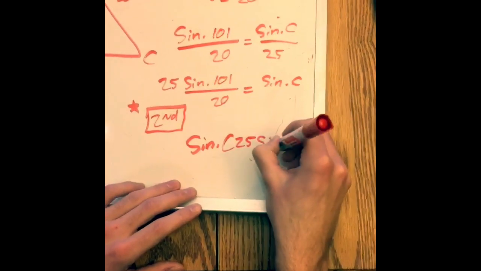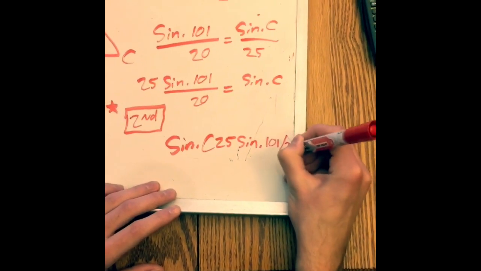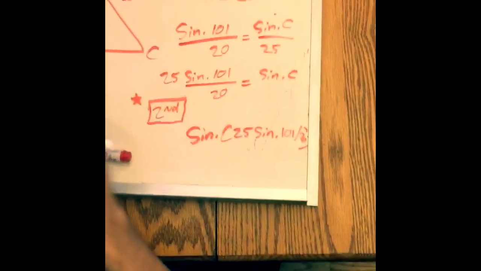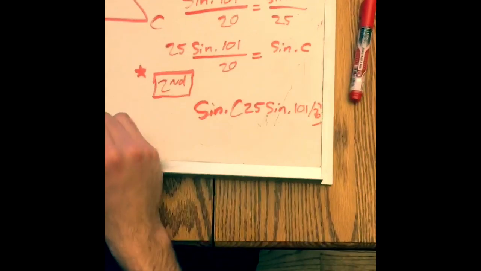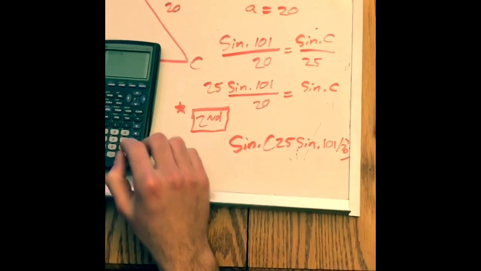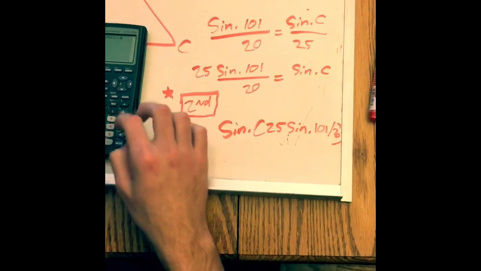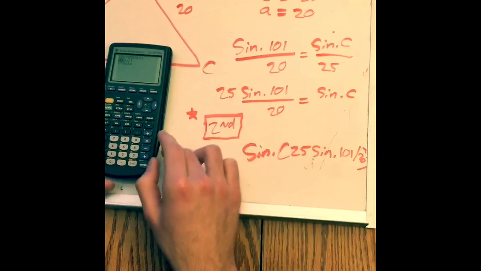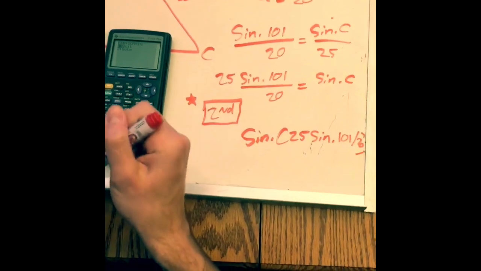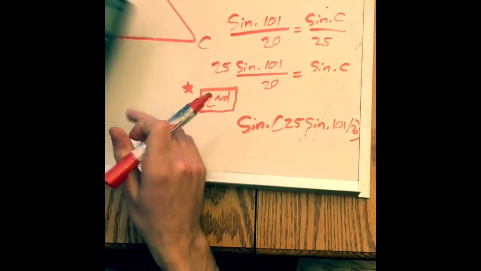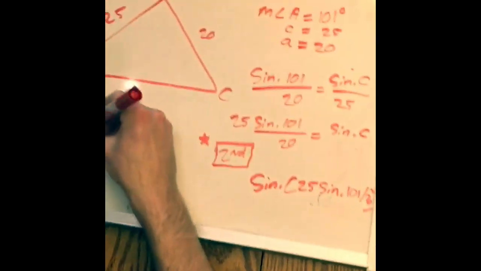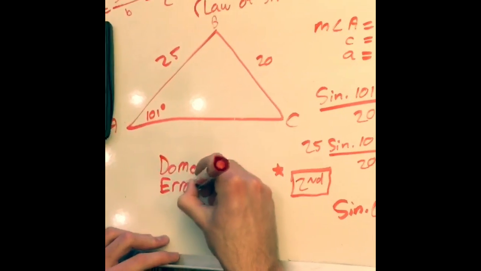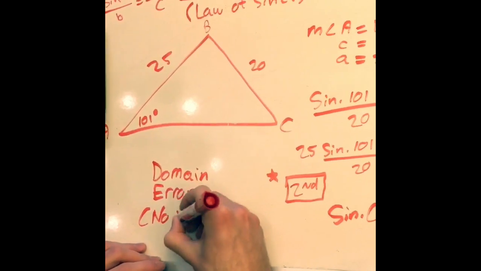25 sin of 101 over 20. Always remember to close your parentheses. I didn't mention this in the first video, but or you might get a different answer. So anyway, sin 25 sin 101 divided by 20, close parentheses. In this case, you get a domain error. So in other words, no triangles exist, and this is one of the easier triangles to solve, given how you don't have to solve this triangle any further. AKA, no triangles exist.